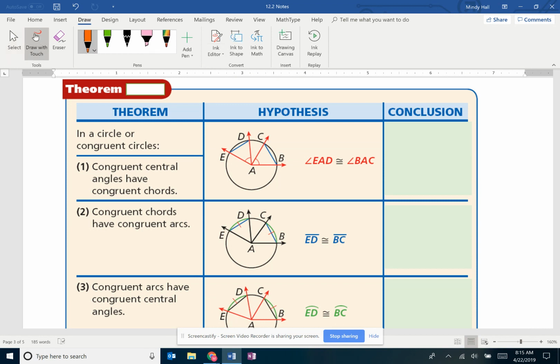So into some theorems. If you want to put the numbers, you can. You don't have to though, but this is 12-2-2 in the book. In a circle or congruent circles, congruent central angles have congruent chords. So if we have that angle EAD is congruent to BAC, I know these are congruent angles. And the conclusion that I can draw from that is that the chord DE is congruent to the chord CB, or BC, depending on how you want to write it. So congruent angles have congruent chords.